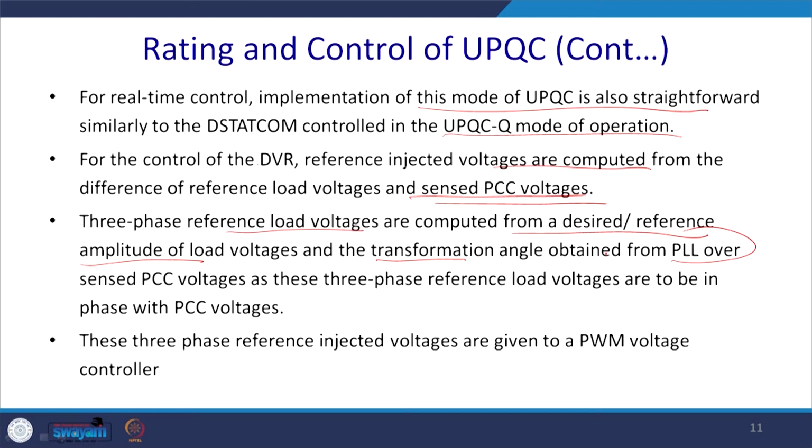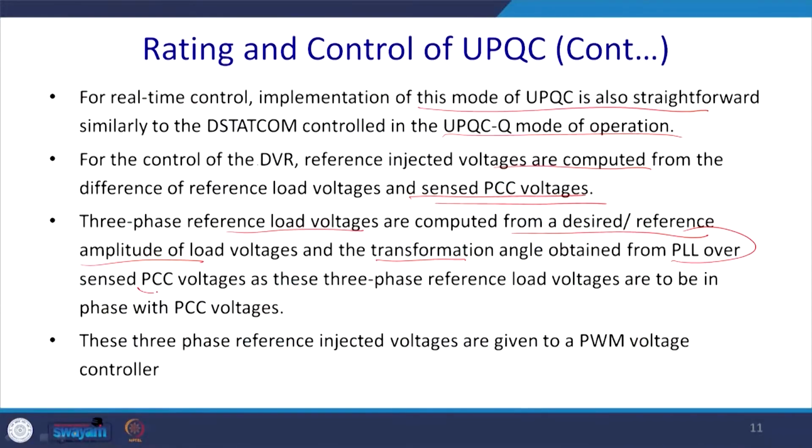That is something we require to see, how the PLL works in case of a dirty environment when the voltage is not clean. For the PLL, over the sensed PCC voltage, these 3 phase reference voltages are to be in phase with the PCC voltage. So, you require to inject the voltage, and that is done with the help of the phase lock loop.